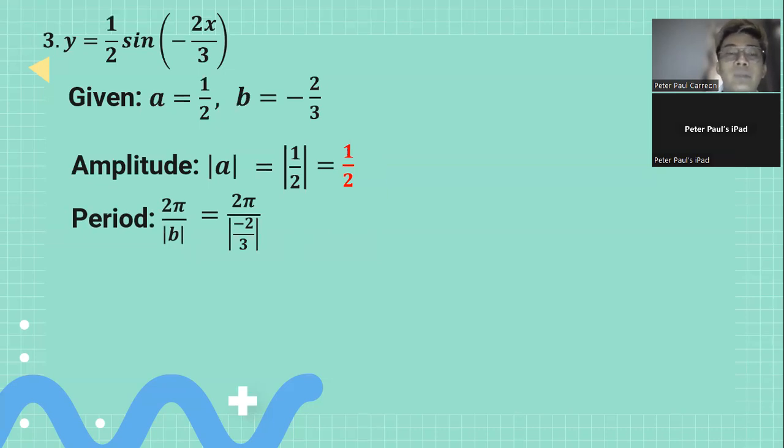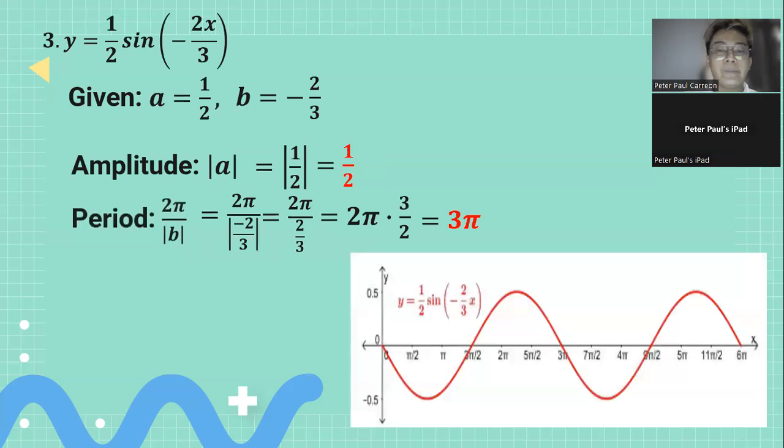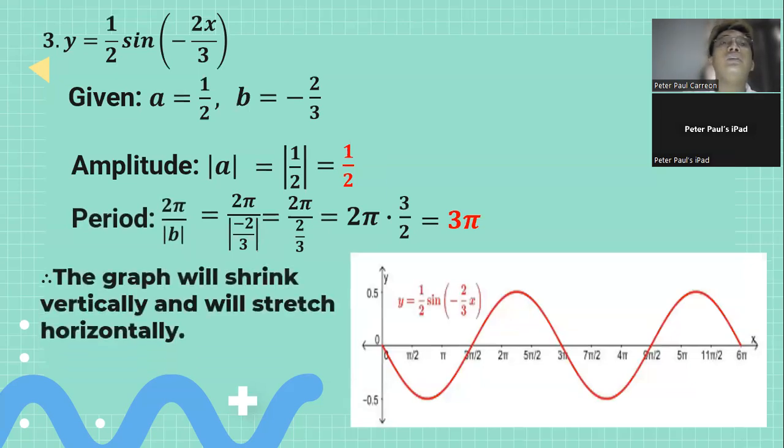positive na siya, no? Magiging 3 halves. No? So 2 pi times 3 halves, maka-cancel yung 2, so the answer will be 3 pi. So ang interpretation ng graph, the graph will shrink vertically and will stretch horizontally.